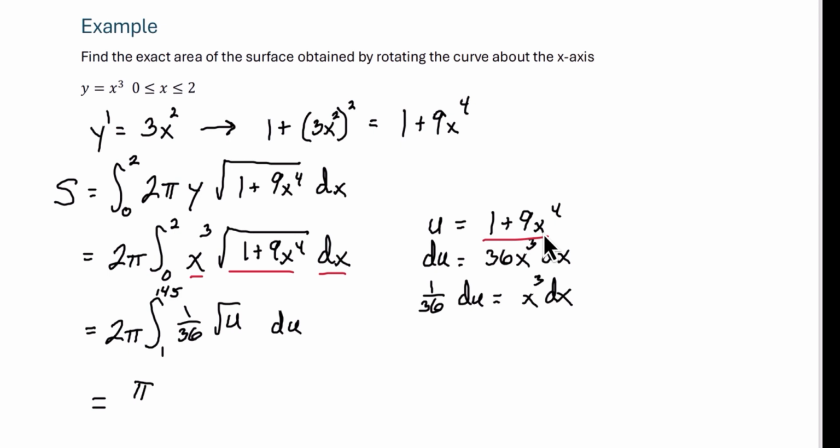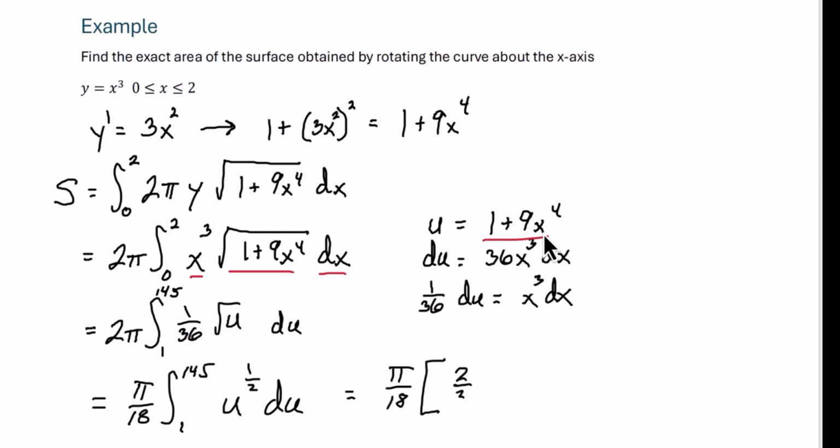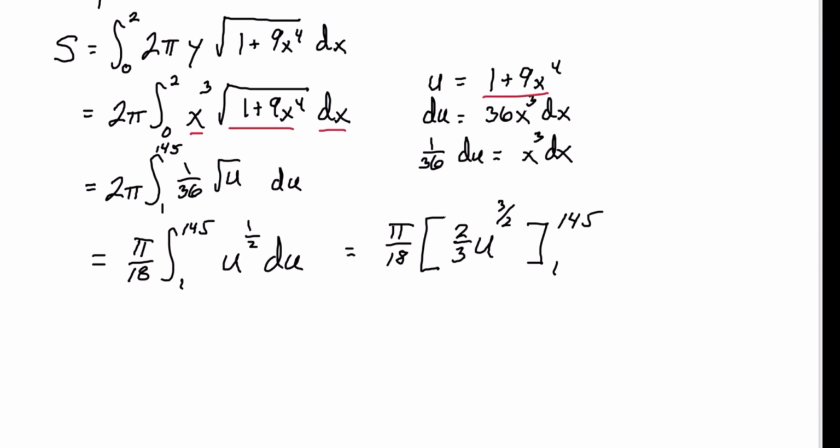That will leave us with pi divided by 18. And I like to rewrite the integral as u to the 1/2. Now integrating, we have pi divided by 18 times 2/3 u to the 3/2. And we are evaluating that from 1 to 145. We now have pi 18ths times 2/3 will give us pi divided by 27.